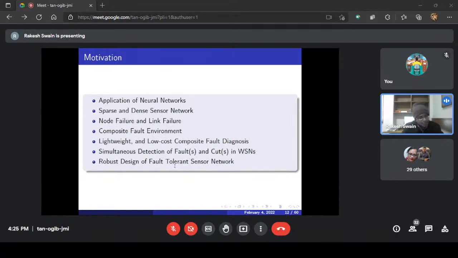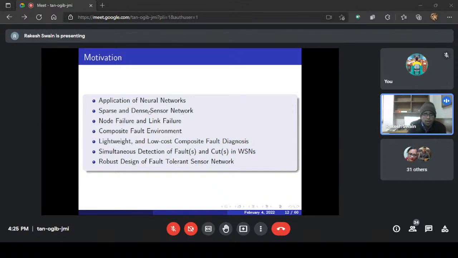And basically these are my motivations for the work and the solution I'll discuss here for fault diagnosis. One is the application of neural networks. Because for a large number of sensor nodes deployed, you have to use the historical data, the exemplary data, and go for a neural network to design the model and then find the faulty node. That is the application you can use here.